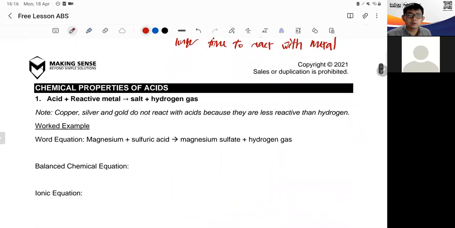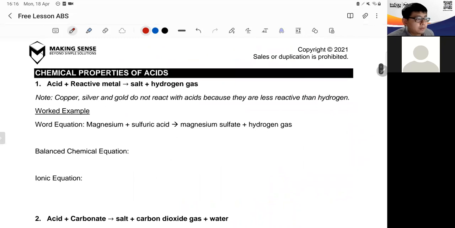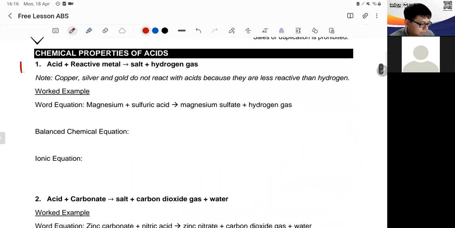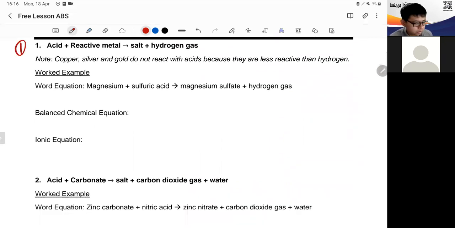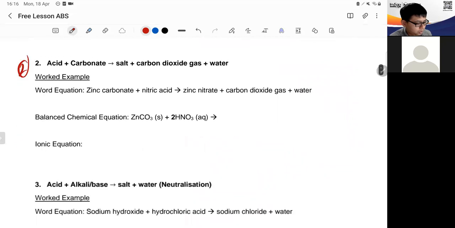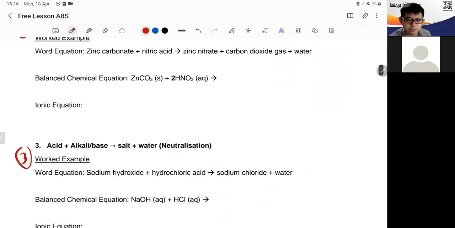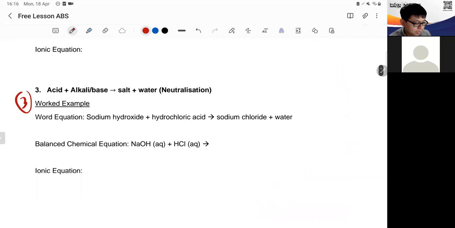Okay, now let's move on to the next section. These are chemical properties of acids. If you don't already know this, it's a good time for you to revise. Acids react in 3 major ways. Number 1, metal, reactive metal. Number 2, carbonate. Number 3, alkali or base. 3 major reactions. Okay, let's go through it.